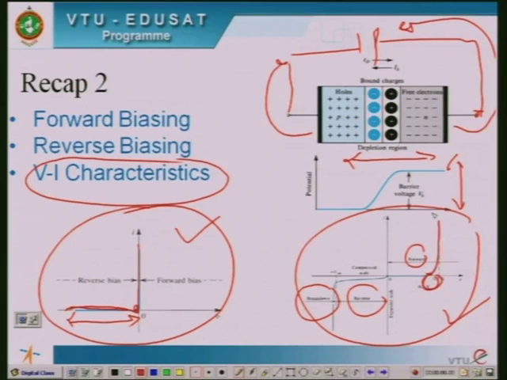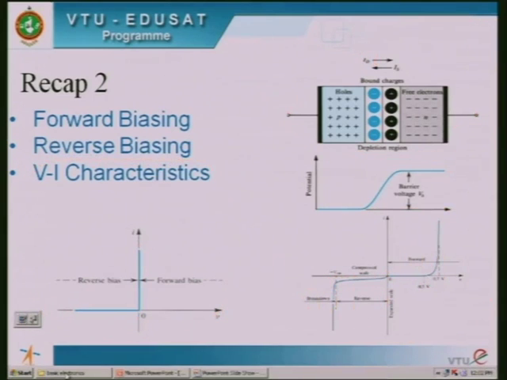And similarly, you can see that in the reverse region, a very small current will be flowing, that is between 0 and minus VZK, and it is in the range of microamperes, whereas in the breakdown region, that is for voltage greater than minus VZK, a large current will be flowing through the diode, which may damage the diode here. So these are the few points we discussed.